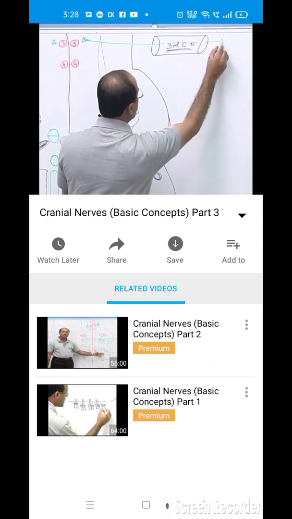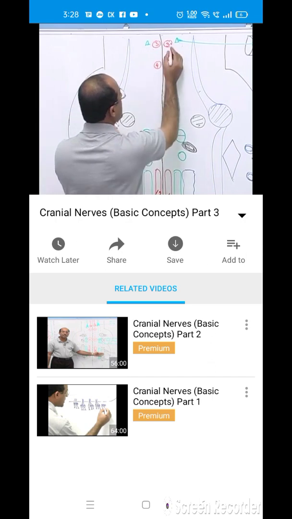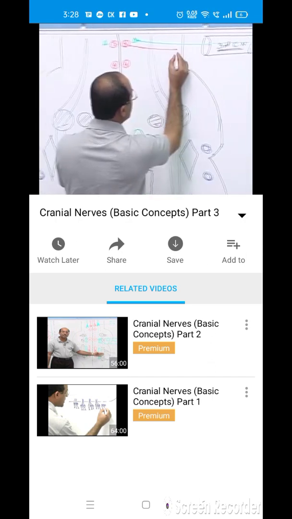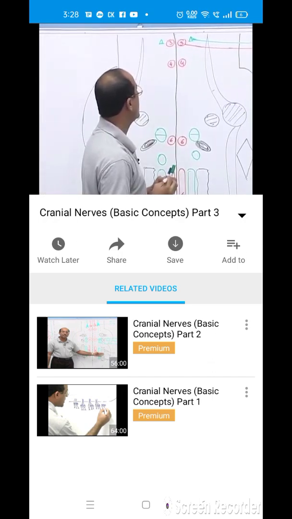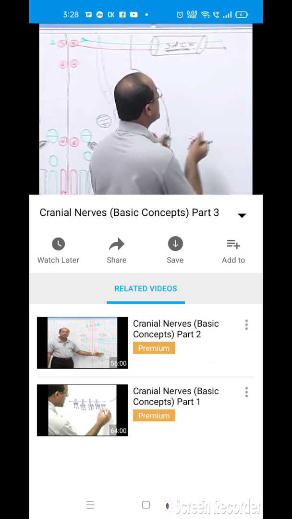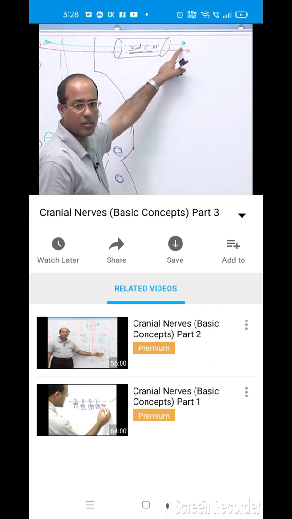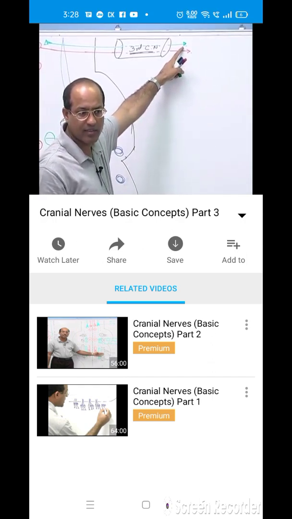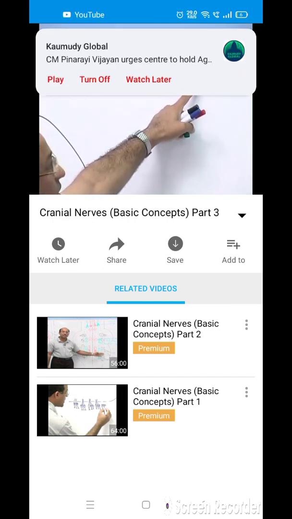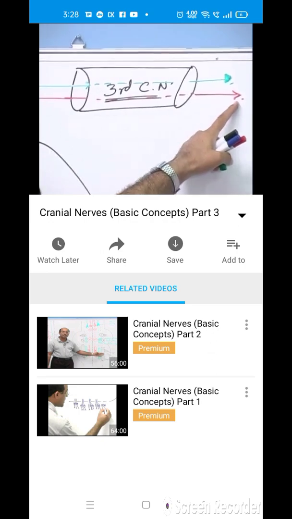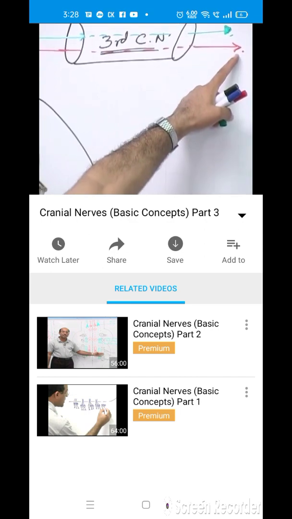and it also receives fibers from the main nucleus of the oculomotor nerve. These are the parasympathetic fibers, which are going through the ciliary ganglion to the constrictor pupillae, and they are also going towards the ciliary body. And these are the fibers which are going to extraocular muscles, all extraocular muscles except lateral rectus and superior oblique.